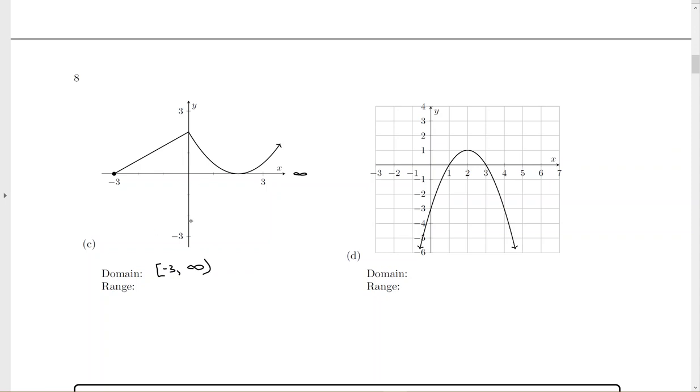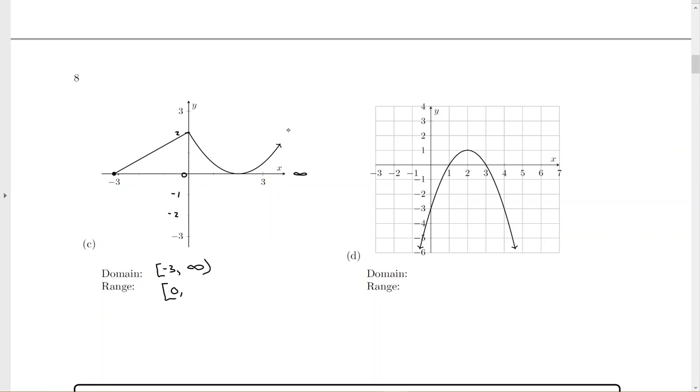For the range, we look at the y-axis. What's the lowest value? So here we're at -3, but there's no graph here. There's none here at -2, none here at -1, but right here at 0, we've got graph. So we're starting at 0, and then up as high as, looks like 2.